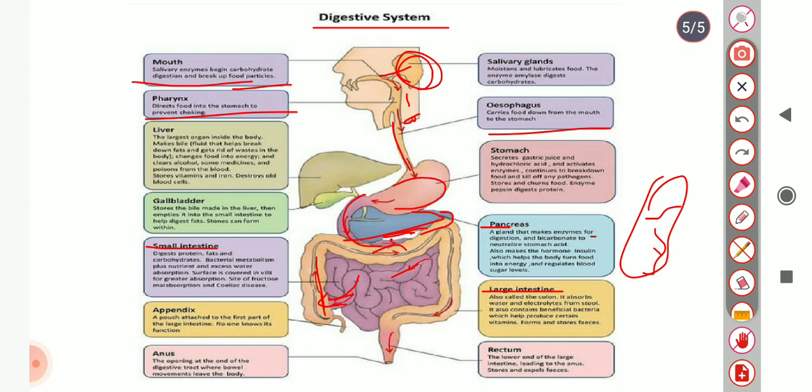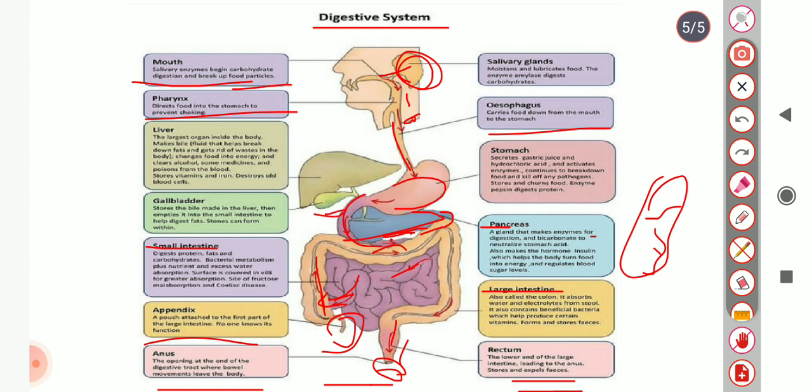And this is the rectum. The rectum is the lower part of the large intestine leading to the anus, and it stores feces before expelling them. You can see the structure of the anus. The anus is the opening at the end of the digestive tract where the bowel movement leaves the body. This is the appendix, a secondary organ, a pouch-like structure at the first part of the large intestine, and its function is not known.